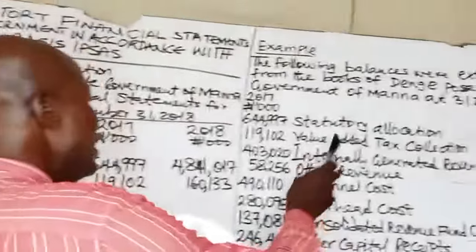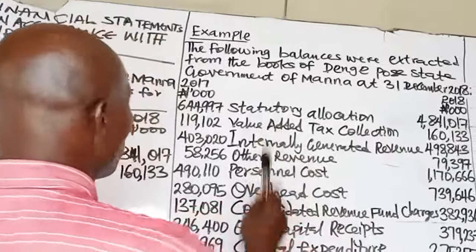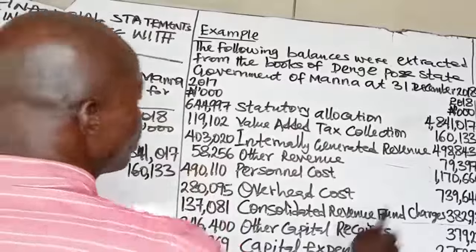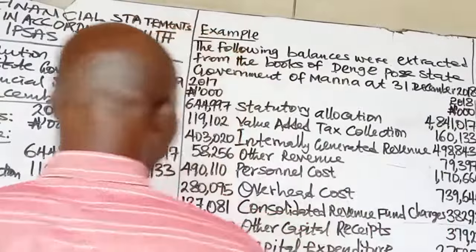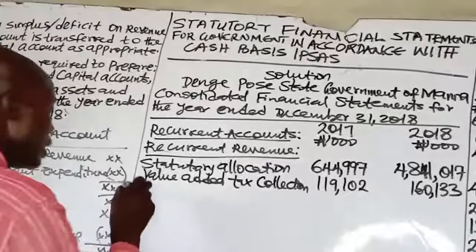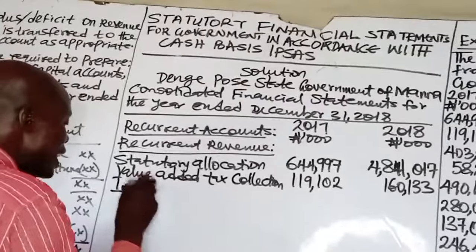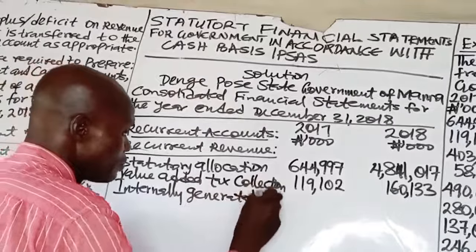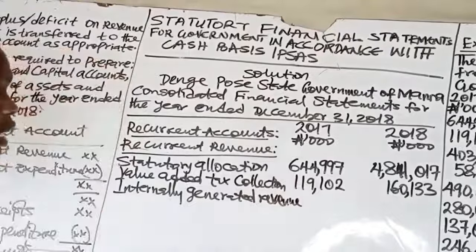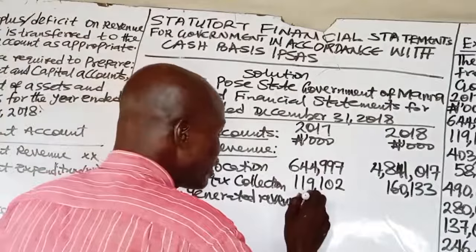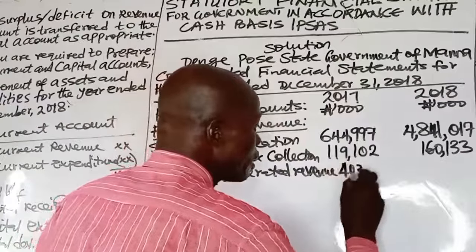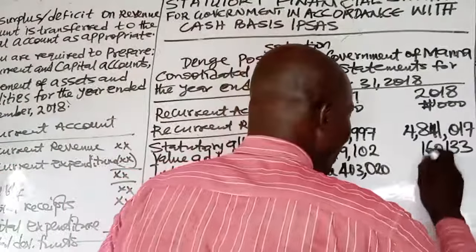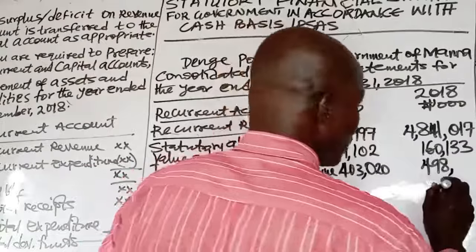Back to the question. You have internally generated revenue. This is also a recurrent revenue. 2017, you have 403,020. 2018, 498,843. Internally generated revenue. So, you are dealing with recurrent revenue. 2017, 403,020. 2018, you have 498,843.